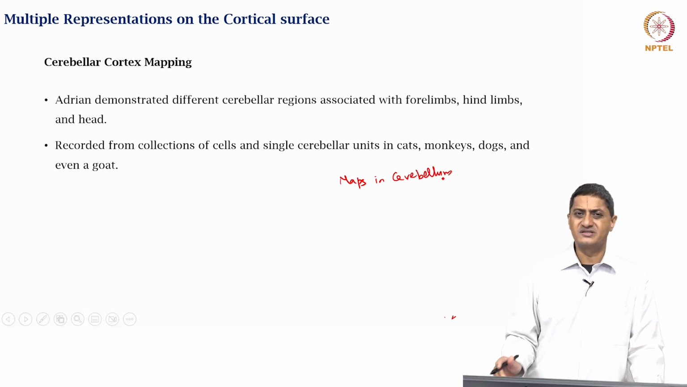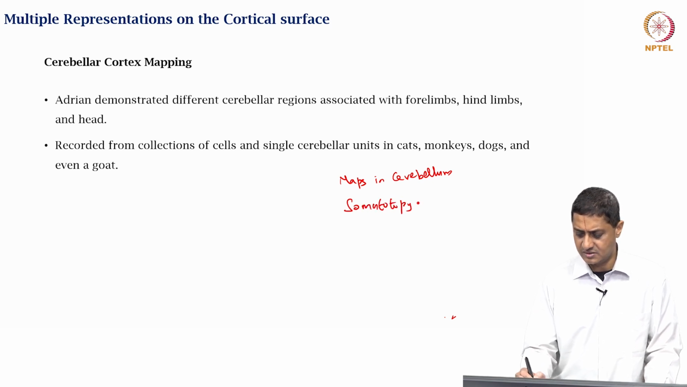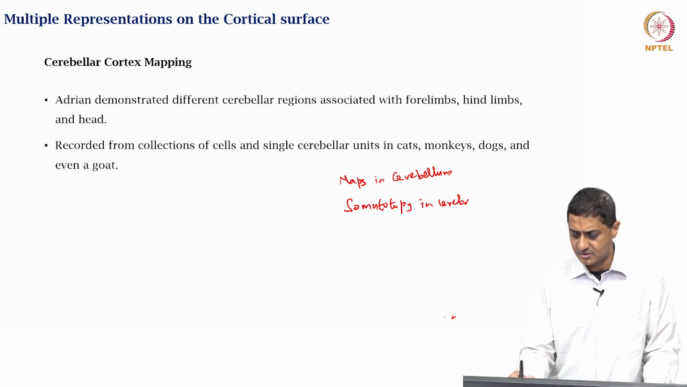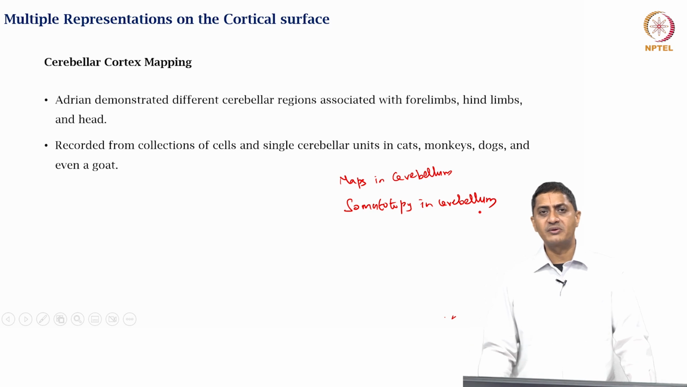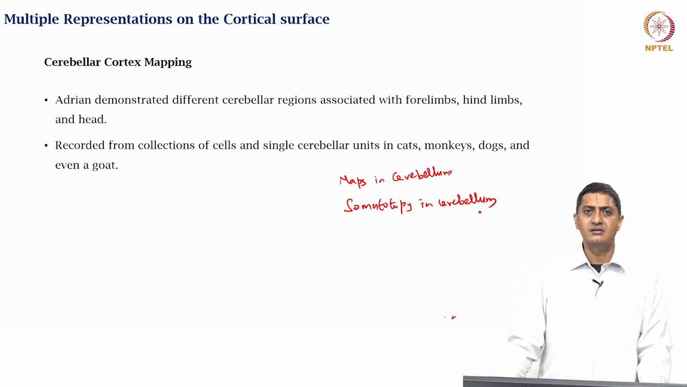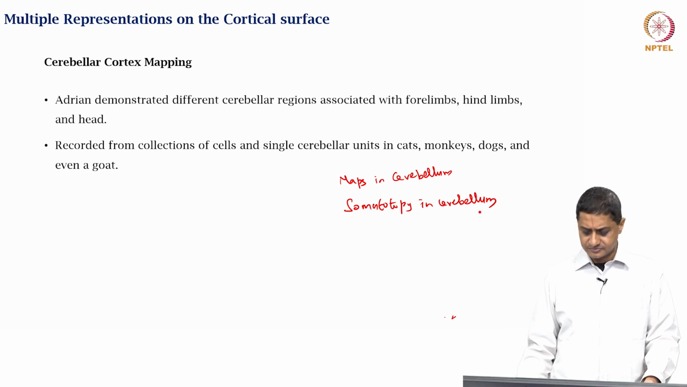The details of this is beyond the scope of this course. These are called somatotopy in cerebellum. Somato means body, topy means map, a body map that is found in cerebellum. There are more than one map of the body found in the cerebellum. Do check my other course in which I provided detailed description of these maps in the cerebellum.